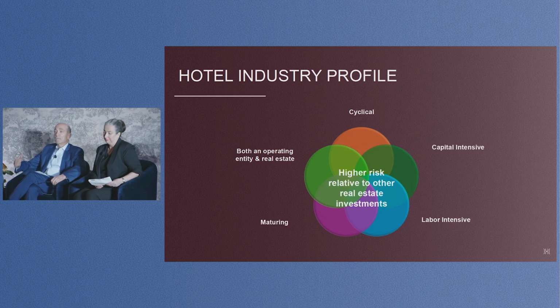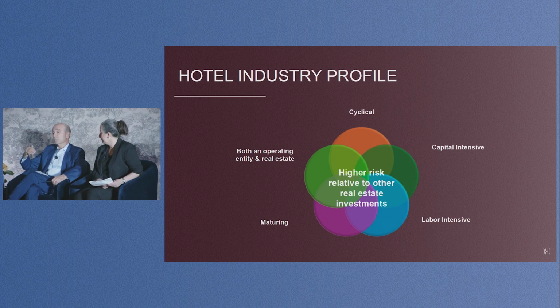It's cyclical. We are a discretionary buy for all consumers. So we ebb and flow according to the economy. We typically are the lead in terms of when the economy starts to cycle down. People just cancel their reservations because it's discretionary. They're trying to save money. So that causes some havoc and creates a lot of risk.